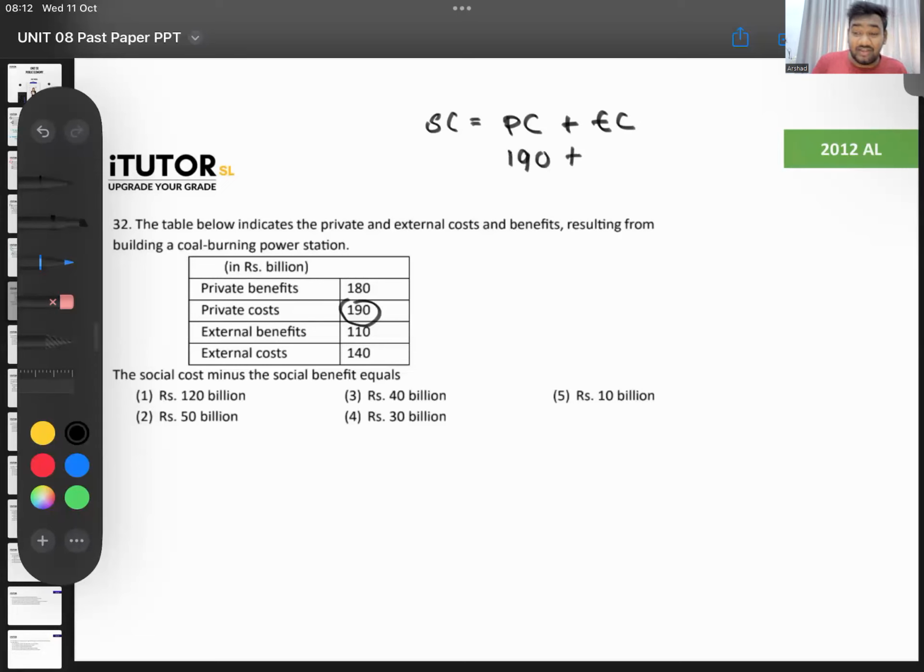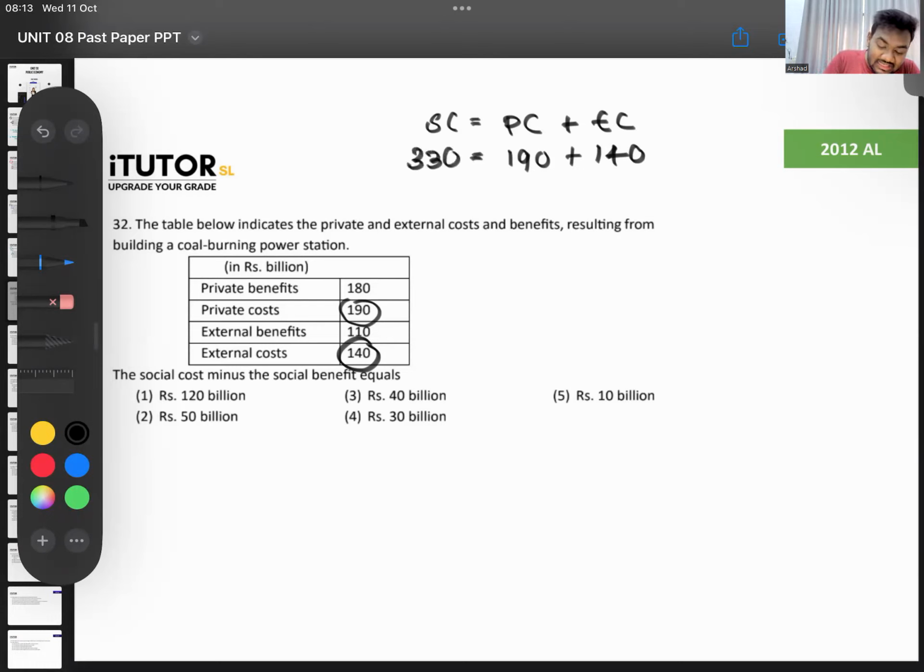But because of my factory, let's say I am polluting the environment. So there is an external cost. People living outside my area are getting bad smoke, sound pollution, noise pollution, whatever. So there is an external cost of 140. So because of my production activity, how much is my social cost? Social cost is 330.